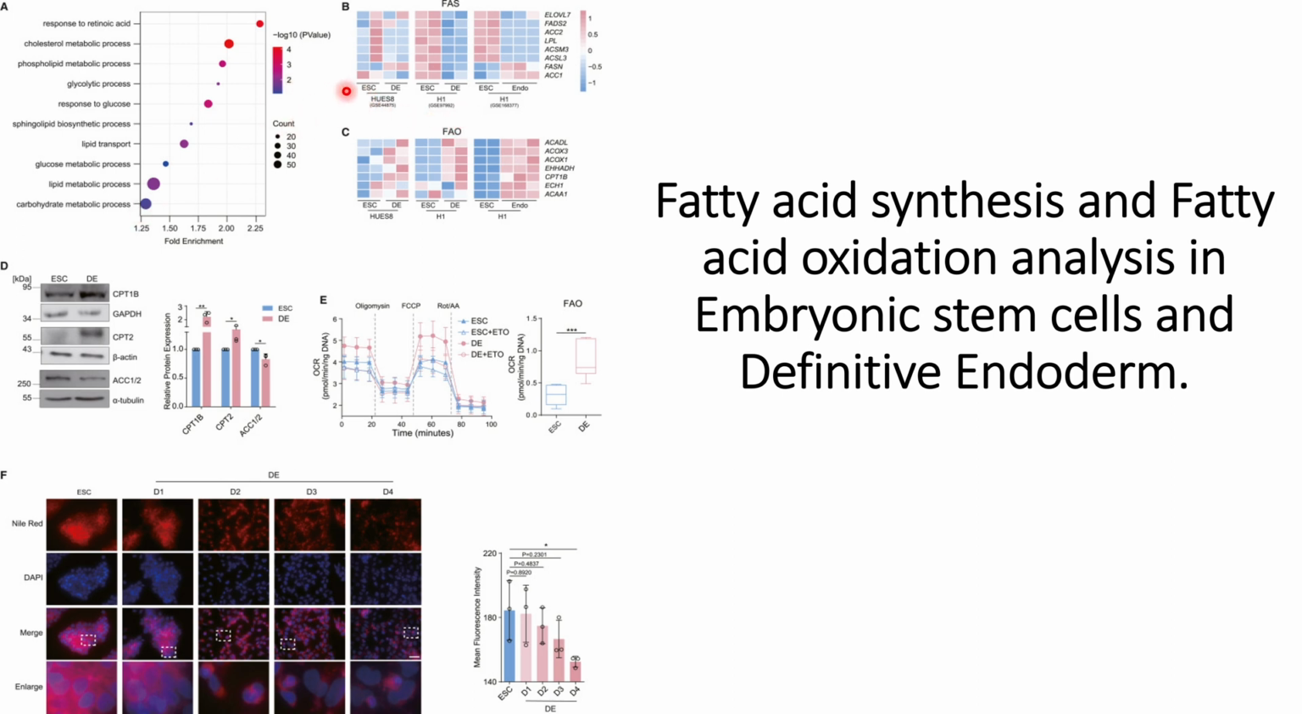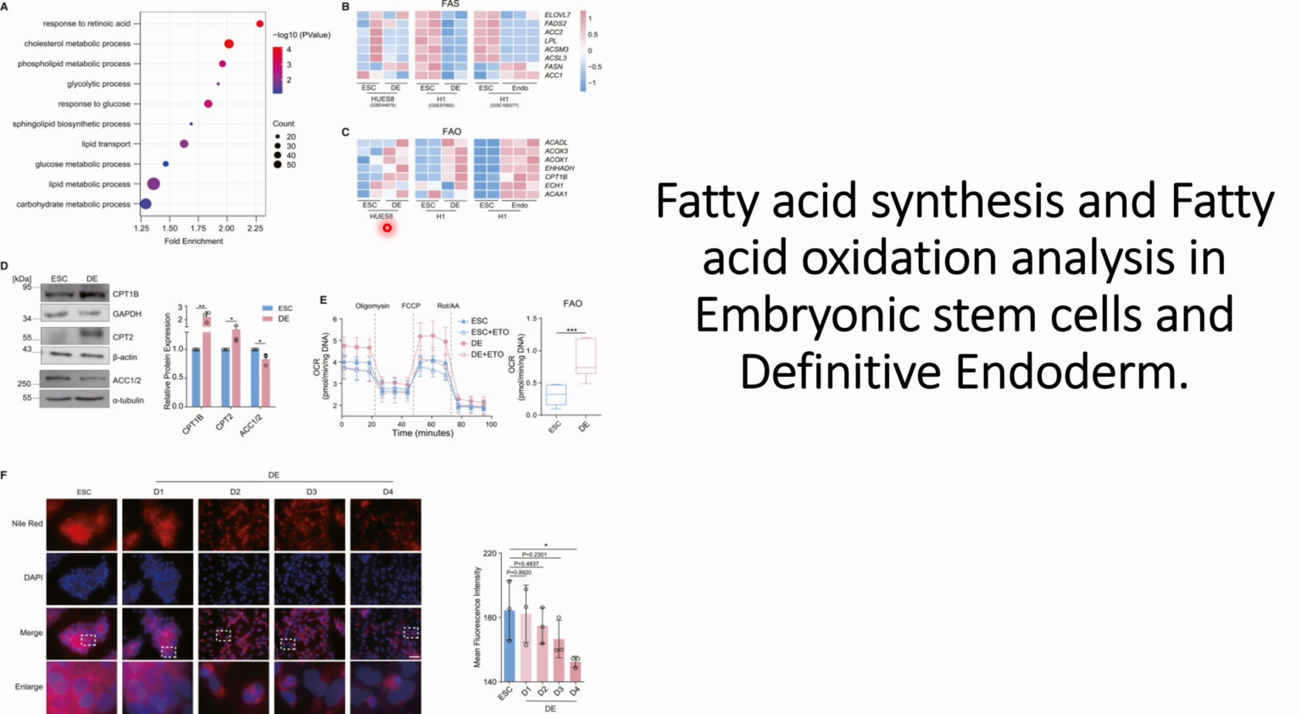From this they did a specific analysis of the genes involved in fatty acid synthesis, and they can see that the fatty acid synthesis genes are in low amount in the HUES and H1 samples, whereas the genes involved in fatty acid oxidation are in high amount, or upregulated, compared to the embryonic stem cells. So this further supports their hypothesis that fatty acid synthesis is downregulated in definitive endoderms, and simultaneously fatty acid oxidation is upregulated when the cells differentiate from embryonic stem cells to definitive endoderms.